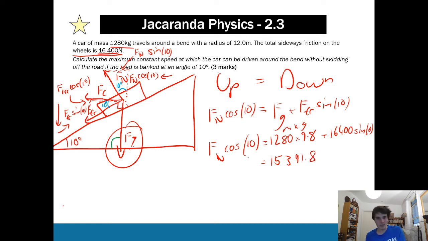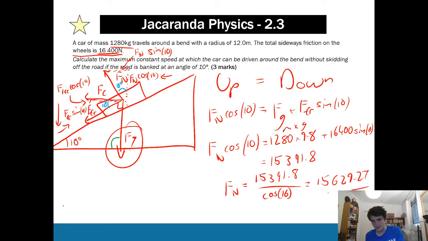15,391.8. And then because we don't know what the normal force is, we can divide across by cos of 10. So we can say our normal force is 15,391.8 divided by cos of 10, which is equal to 15,629.27. Okay, just a quick sanity check. Does that number sound reasonable?